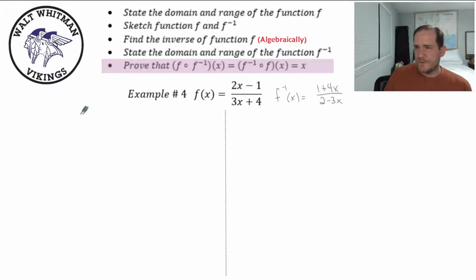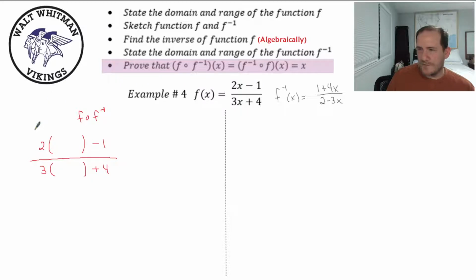Alright, so over here we'll start with f composed with f inverse. This is going to get a little ugly, but you know, it happens. We're plugging the inverse function into the original, so I guess that means we're going to have 2 times the whole inverse minus 1 all over 3 times the whole inverse plus 4. So the whole inverse is 1 plus 4x all over 2 minus 3x.